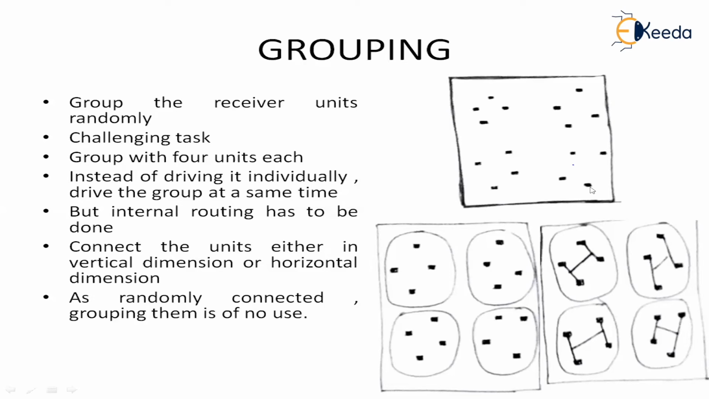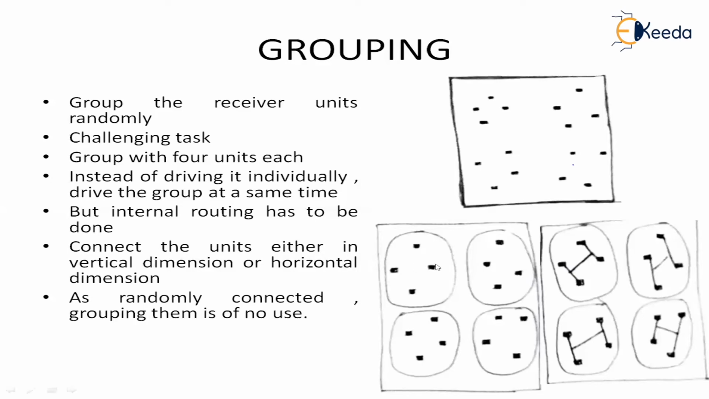There will not be any synchronization between the external clock and the internal clock because all the units are at different distances. So what I am doing is, first I'm going to group my receiver units randomly. All these units are called receiver units, and I'm going to group all the units randomly. But this is a challenging task. How I'm doing it is, first I can group with 4 units each. It's not like only 4 units, I'm just grouping my units with 4 units in each group.